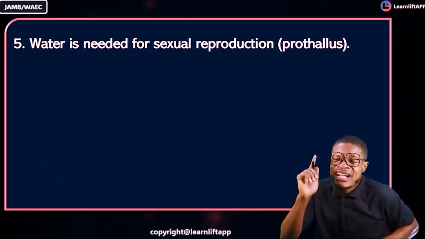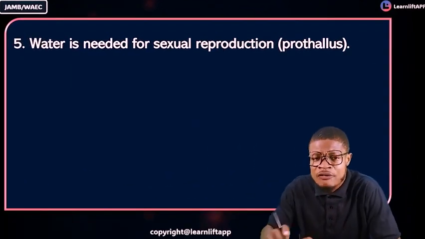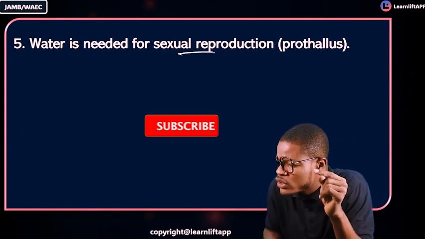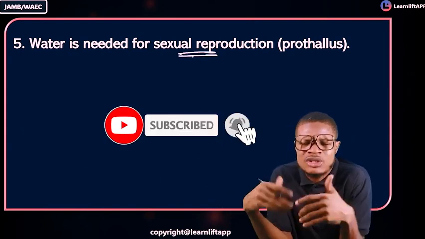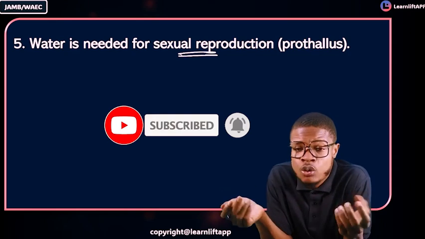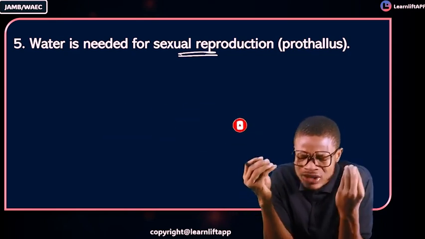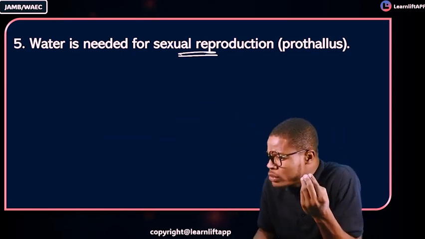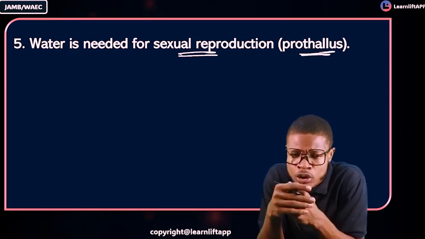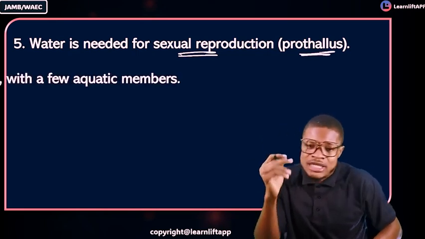Please, number 5 character of your pteridophytes is that they need water for sexual reproduction. In other words, they cannot just carry out their sexual reproduction on their own. They need water. They need water in the prothallus so that sexual reproduction can occur.